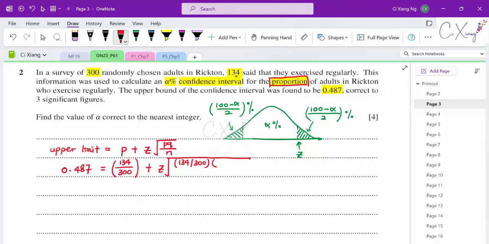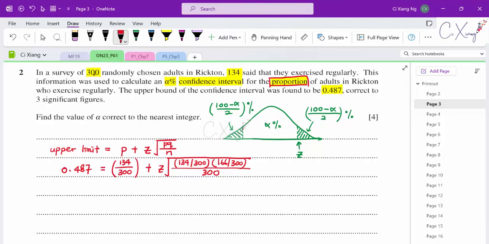What's the Q? So Q is the opposite of P. That means you take 300 minus 134, so you should have 166 over 300, divided by N. So how do we get N? What's the number that we have, the sample size that we have? The survey involved 300 adults, so the N should be 300.